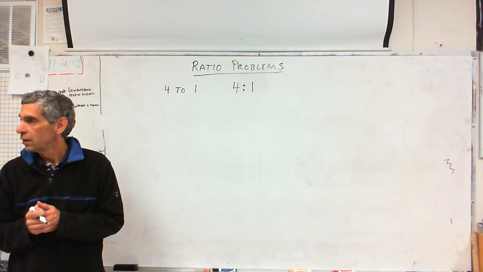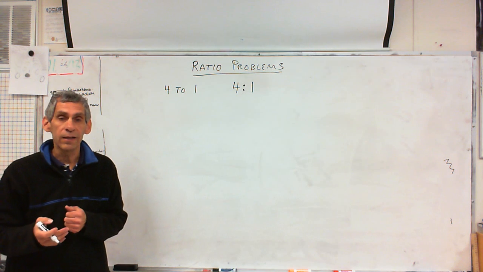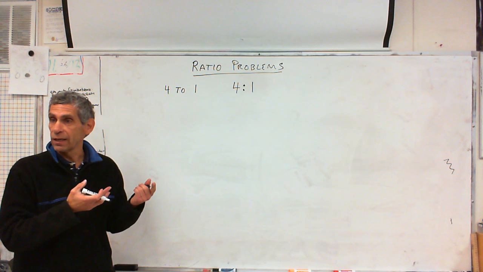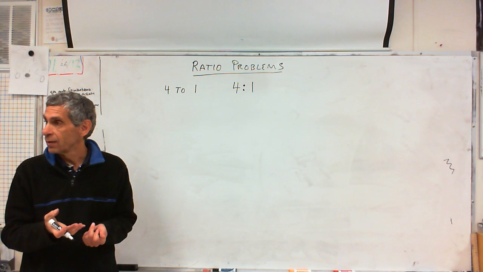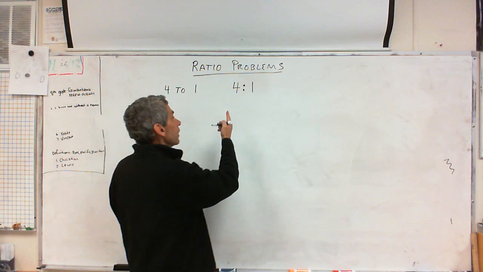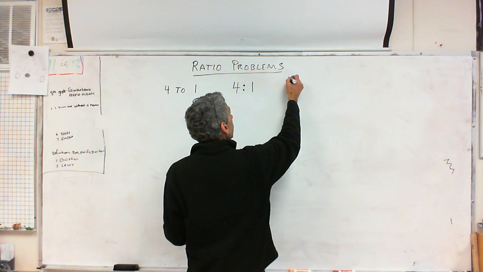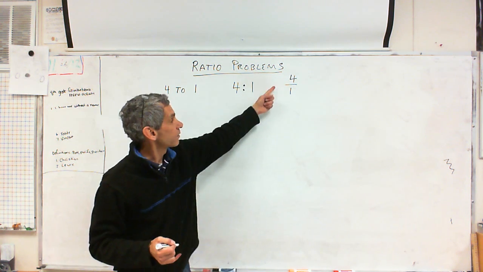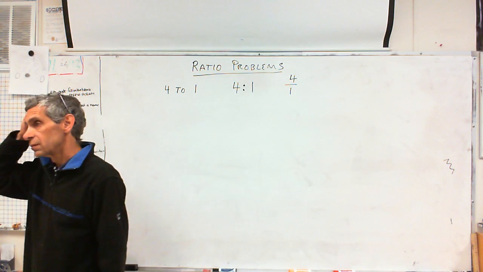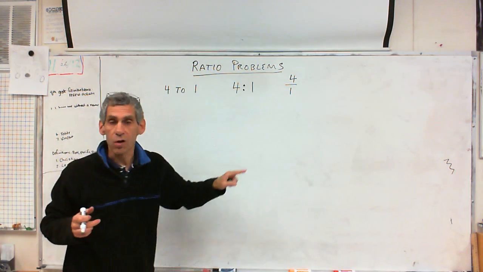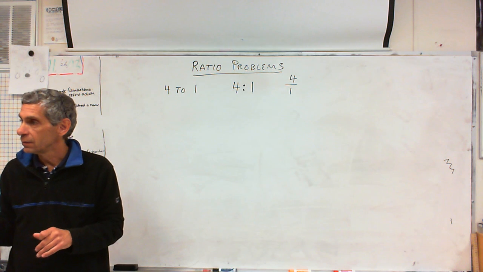Okay? The third way, which is the way I think is most useful, at least when I'm trying to take information and use math, is to write it as a fraction. And you write it with the first number in the numerator. So 4 to 1. Those are all exactly the same thing. Okay?